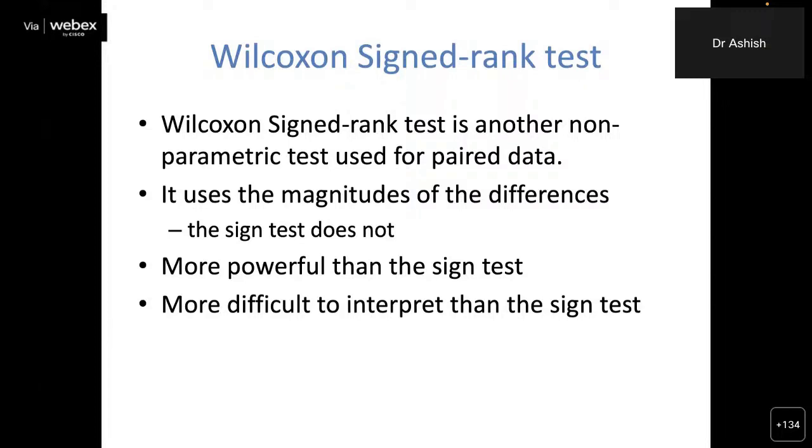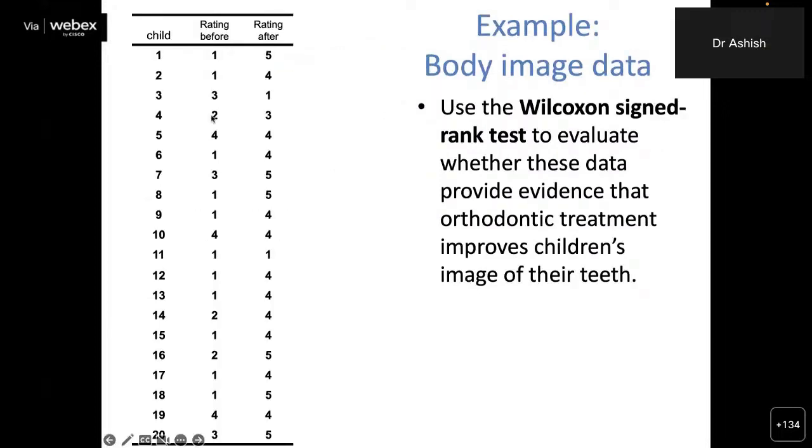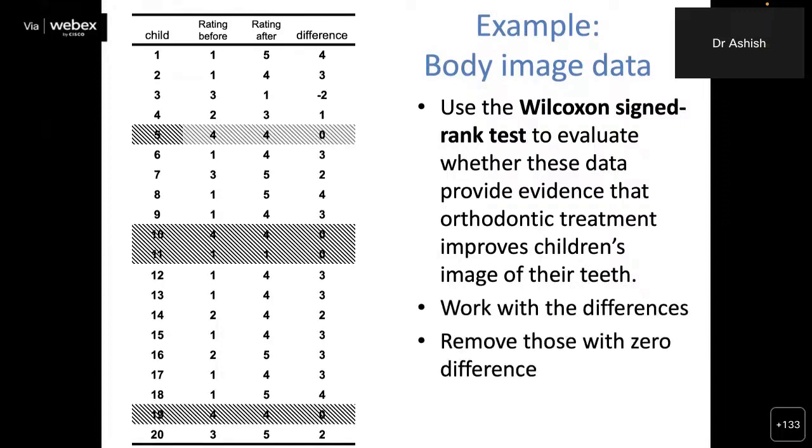So it is more powerful than the sign test, and it's a little bit more difficult to interpret than the sign test. We have the same data of the children, 20 children. Now instead of using the sign test, we are using the Wilcoxon signed-rank test. Before treatment, the first child has given a rating of 1. After treatment, the child has given a rating of 5. And we have got these differences. When using a Wilcoxon signed-rank test, we eliminate the zero differences. The same thing we do in the sign test also.